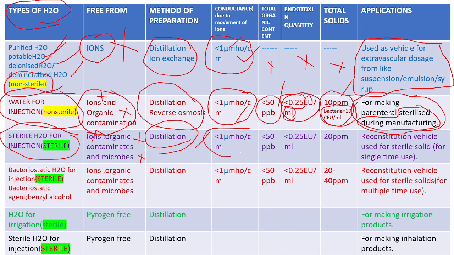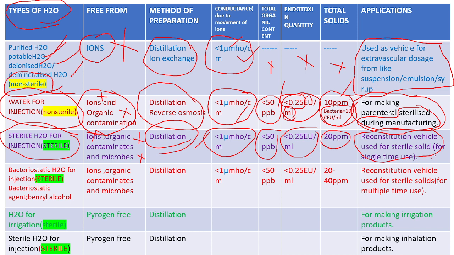The conductance is less than 1 micro ohm per centimeter. Total organic content is less than 50 parts per billion. Endotoxin unit is less than 0.25 endotoxin units per ml. Total solids 20 parts per million. For what purpose are we using this sterile water for injection? For reconstitution. This is used as a reconstitution vehicle for sterile solids.